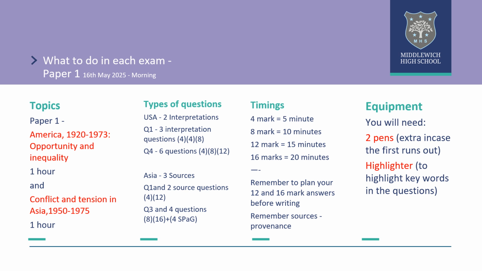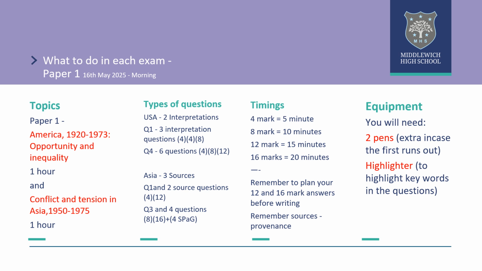The second set of questions are question 4, 5 and 6. Question 4 is a 4-mark question. Question 5 is an 8-mark question. And question 6 is a 12-mark question. The 12-mark question is obviously worth the most amount of marks. You'll get 2 bullet points and it's going to ask you which one's more important or which one had the bigger impact or something similar to that.